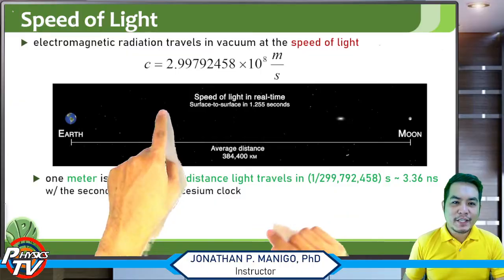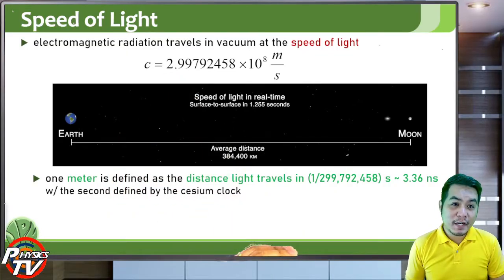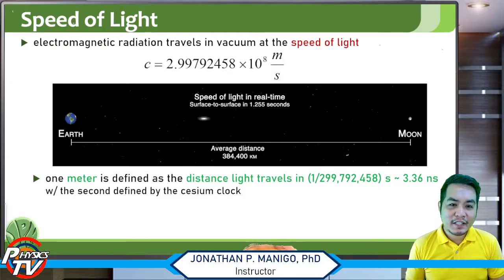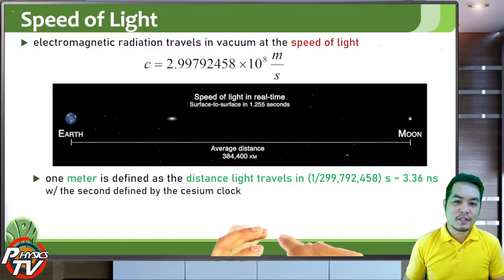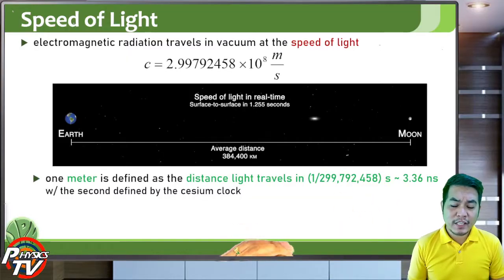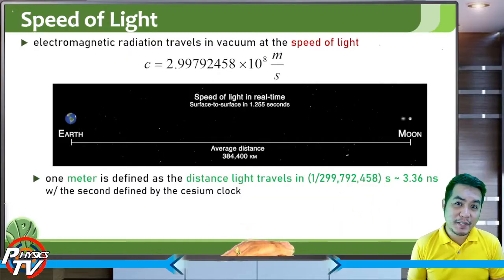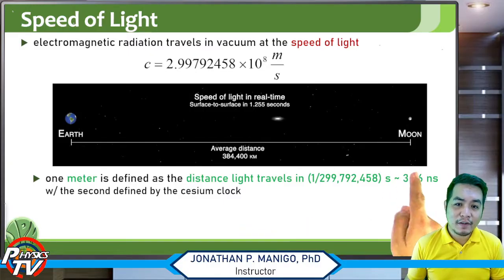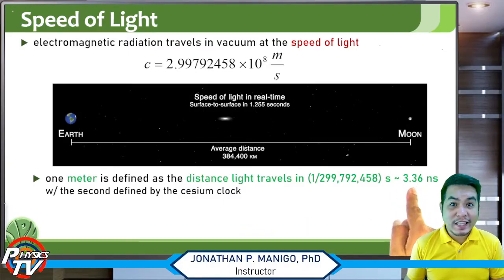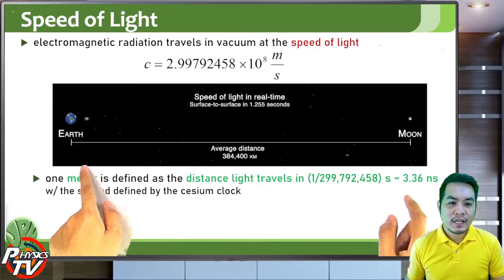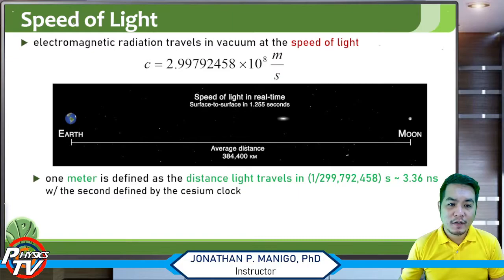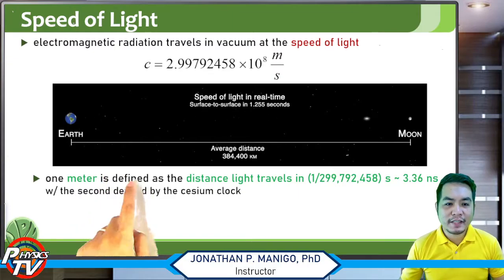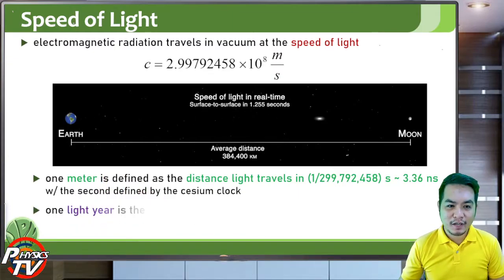Based on this speed of light, this is a universal constant. We define 1 meter as the distance light travels in 1 over 300 million of a second, or approximately 3.36 nanoseconds. So when light travels for 3.36 nanoseconds, the distance that it travels is 1 meter. That is the definition of 1 meter, with the 1 second defined by the Cesium clock.